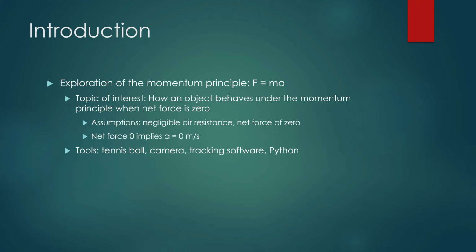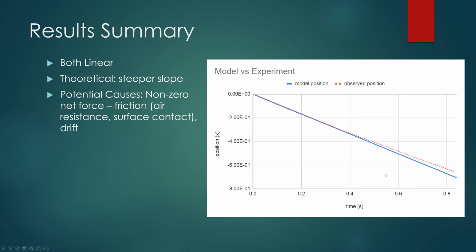We are under the assumption that there are no net forces acting on the object of our choice, in this case, a tennis ball. For the graphs of the models, I used position as the y-axis and time as the x-axis. I found that the observed path was linear and did not travel as far as the theoretical model, as the slope was less steep. The theoretical model also traveled linearly, as we would expect of an object at constant velocity.